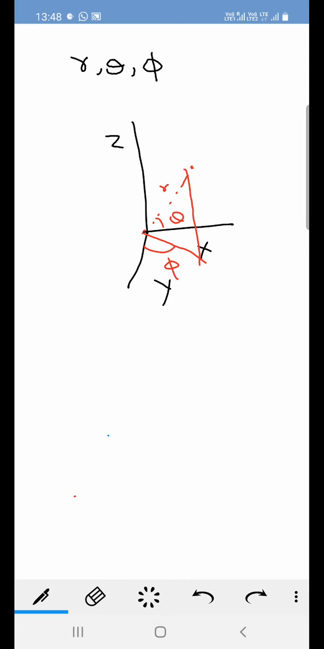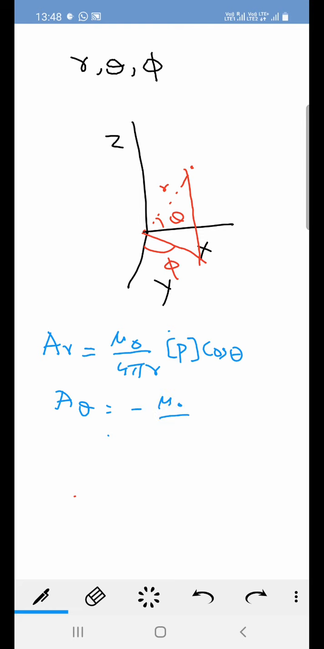So in that context, the value of ER is mu 0 by 4 pi r into P dot cos theta and A theta is minus mu 0 by 4 pi r into p dot sine theta, and this component is not existing.